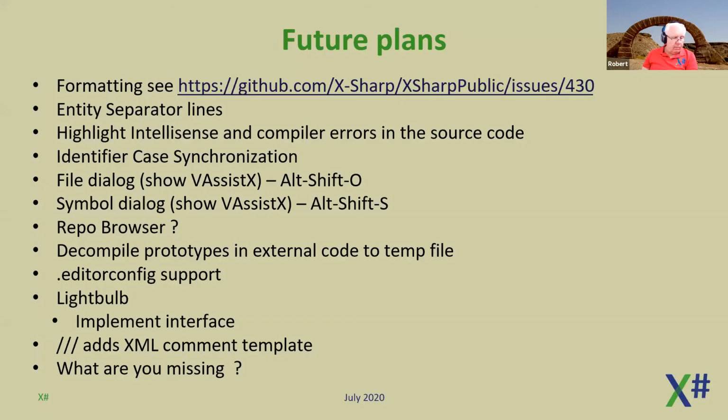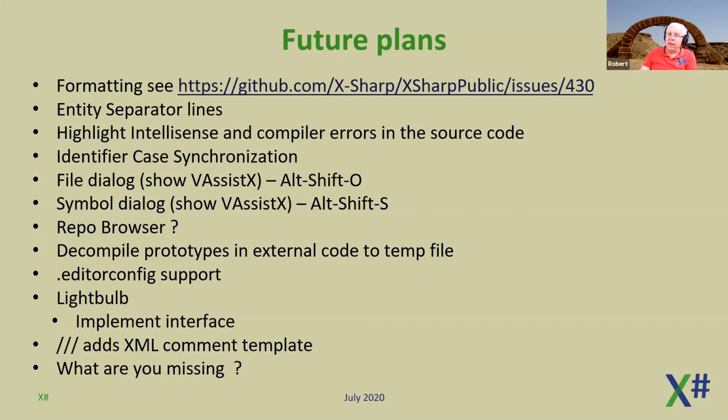Okay, some of the other things that we have on our list, I'm not sure how important they are. We could really use some input from you guys. One of the things is entity separator lines. We used to have that in the earlier VO versions. I know C# and VB allow that, and this is like a horizontal line separating entities. We can already collapse entities, but this is an extra visual indicator that a new entity starts.